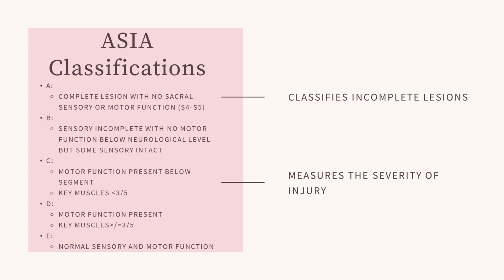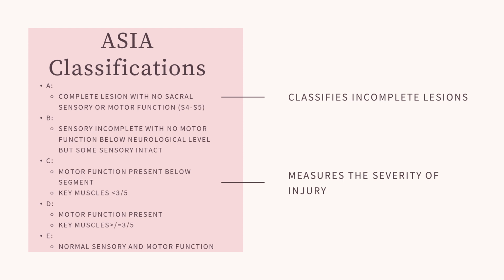So ASIA A is going to be a complete spinal cord injury. Everything from sensory and motor below the level of the injury is going to be affected, and this person is not going to have any control of their function of the bowel or bladder at the S4, S5 level.